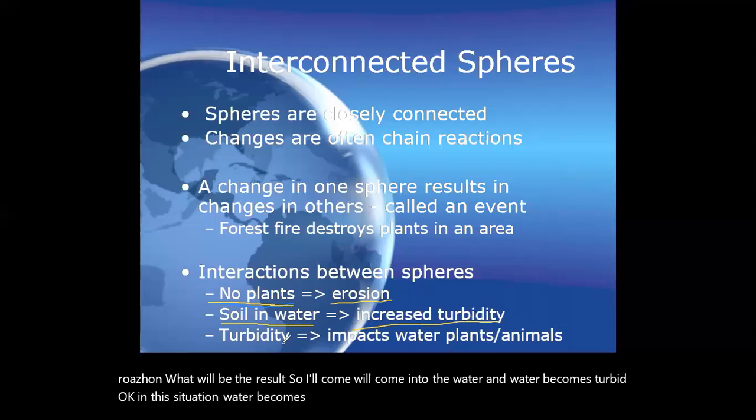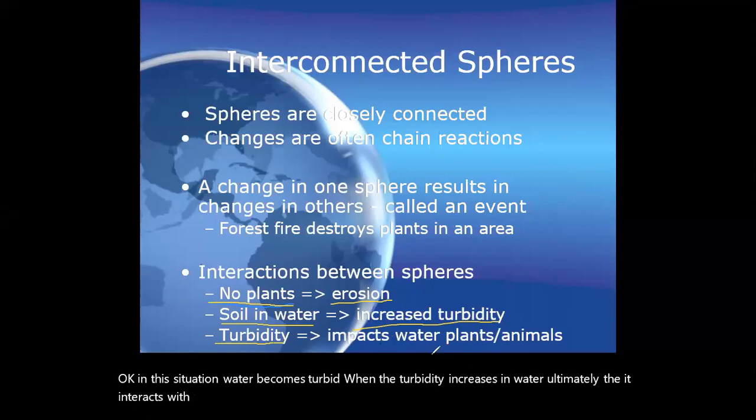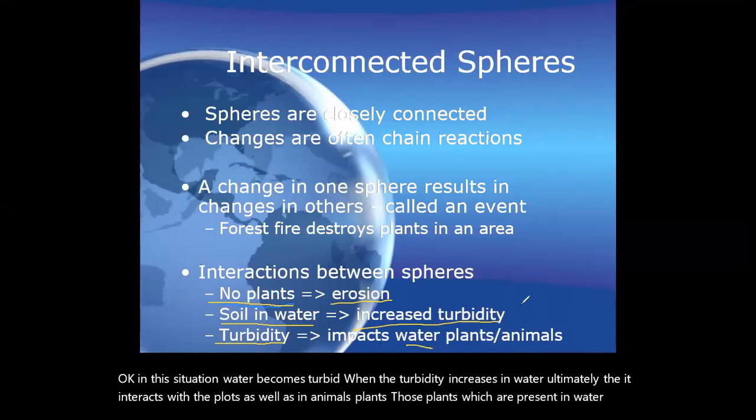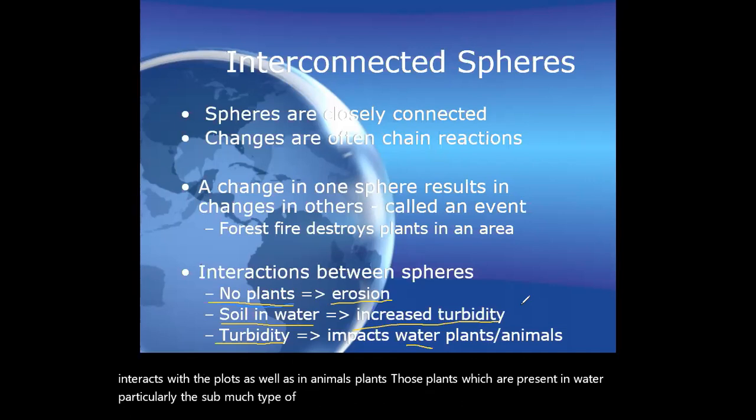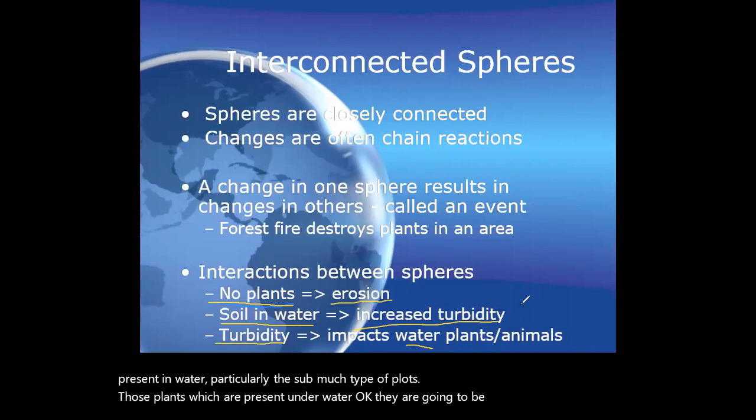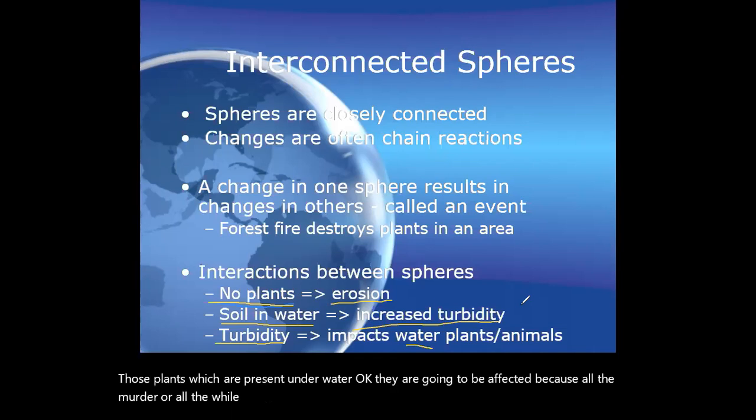When the turbidity increases in water, ultimately it interacts with the plants as well as animals. Those plants which are present in water, particularly the submerged type of plants, are going to be affected, because all the mud or soil coming through erosion is going to be deposited on the surface of these plants. So these plants can die.